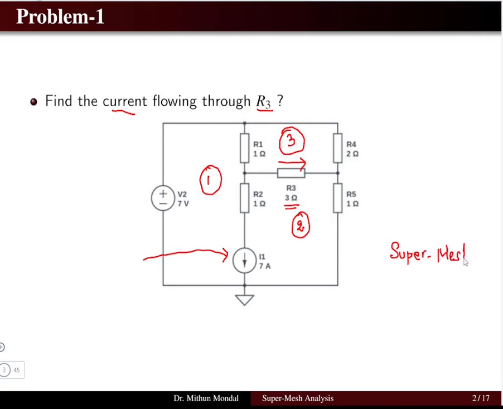So in the supermesh analysis, we have to write the KVL equation combining the loops that are associated with the supermesh. So in this problem, the supermesh is combined by mesh 1 and 2. So we can write the KVL equation combining mesh 1 and 2, and for the third mesh we can write a separate KVL equation, that is KVL 3.